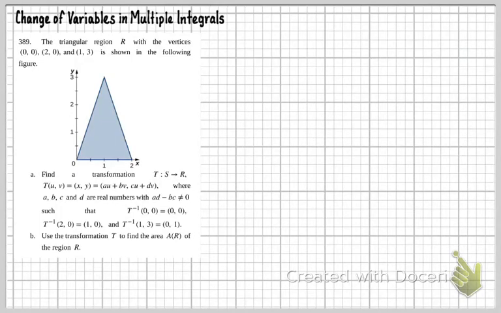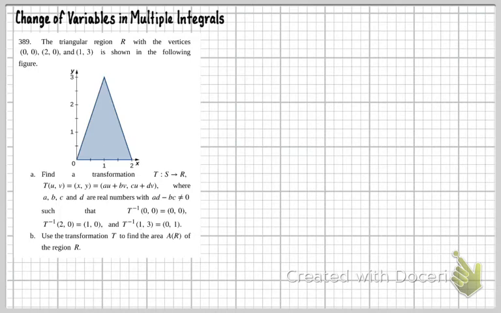The triangular region R with the vertices (0, 0), (2, 0), and (1, 3) is shown in the following figure. Part A says find the transformation T from S to R, defined as T(U, V) = (X, Y), where that equals (AU + BV, CU + DV), where A, B, C, and D are real numbers with AD minus BC not equal to 0, such that T inverse of (0, 0) equals (0, 0), T inverse of (2, 0) equals (1, 0), and T inverse of (1, 3) equals (0, 1).